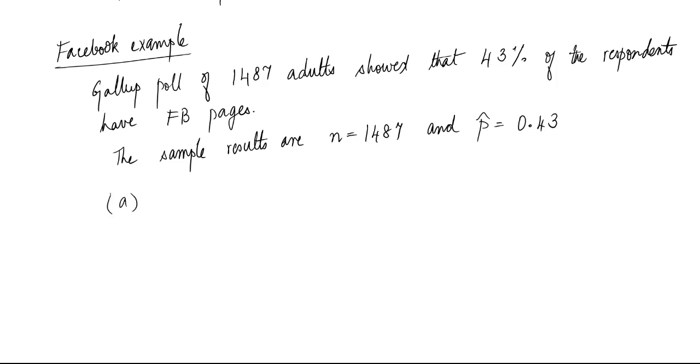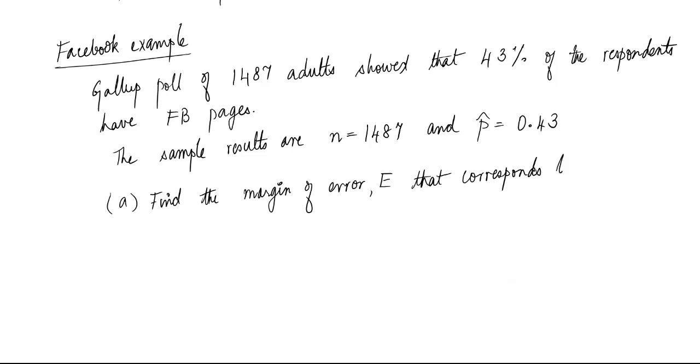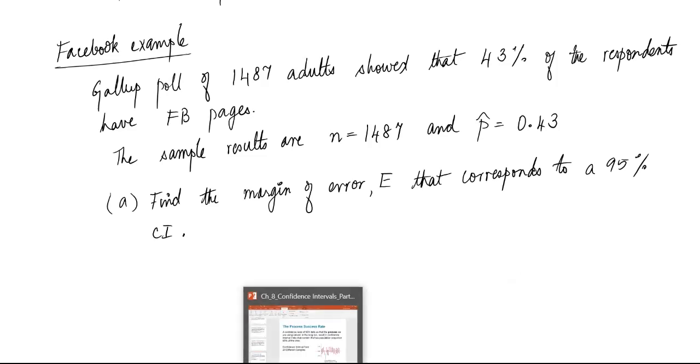The question says, find the margin of error, E, that corresponds to a 95% confidence interval. There are two more parts to it, so we'll do them one by one, otherwise we'll have to come back and see what we wrote. Okay? So let's do that.